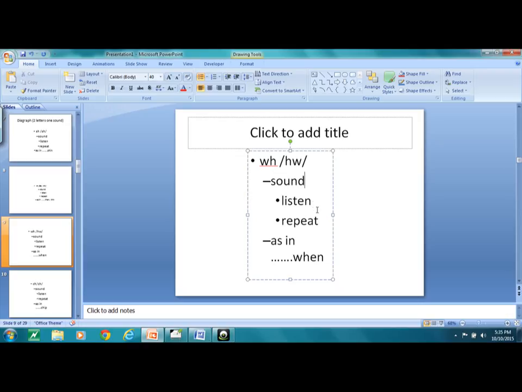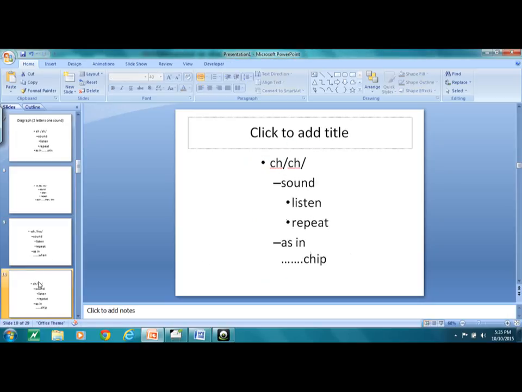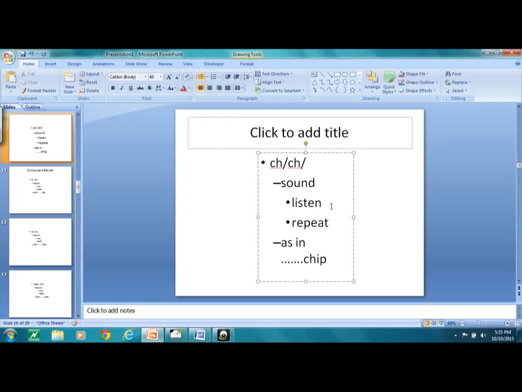WH. W. When. WH. W. When. CH. Ch. Chip. CH. Ch. Chip. And you should be listening and repeating.